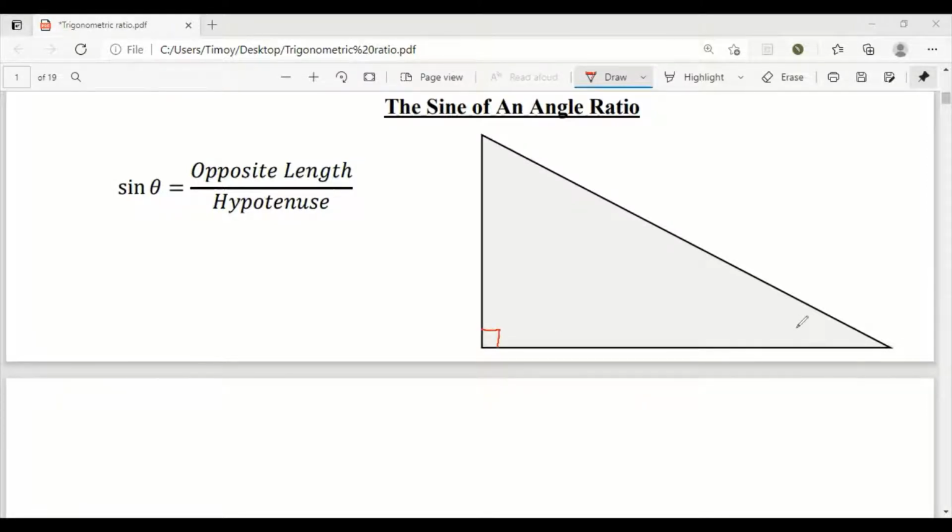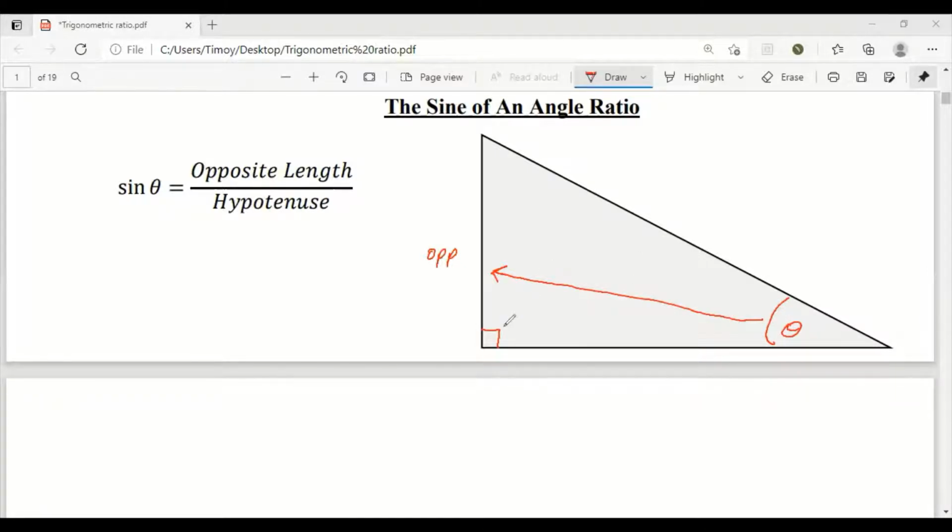Now, let's say that the angle in focus here is theta, which is this angle right here. If I label this side according to angle theta, what I would note is that opposite from the angle, if I draw a line going across, this side would be what we call the opposite side, because it is opposite to the angle theta, which is in question.